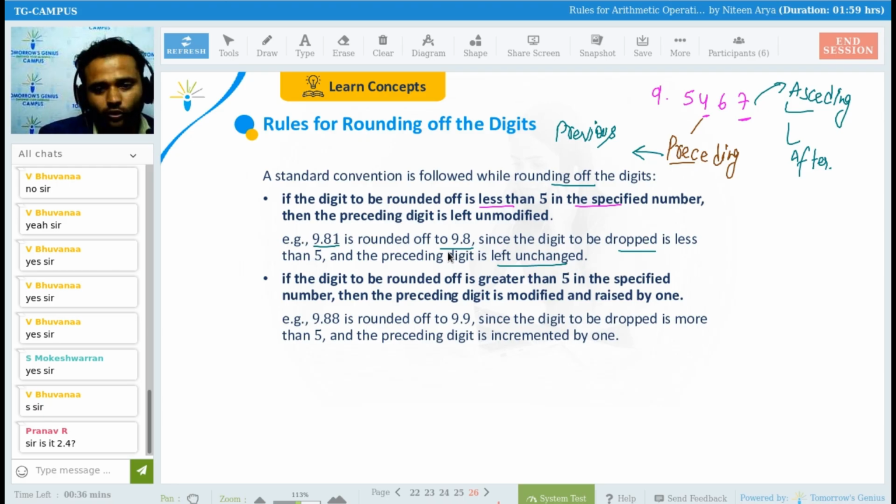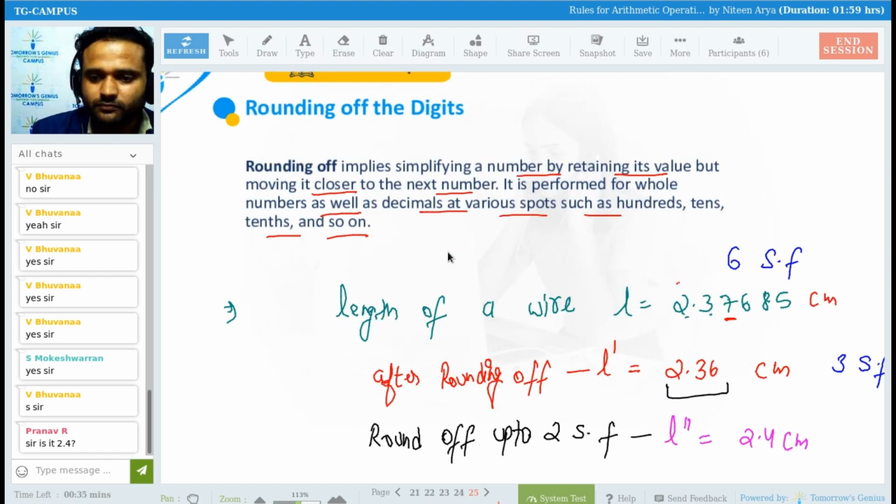If the digit to be rounded off, I mean up to which place you are going to round it off, that is the case. If the digit to be rounded off is greater than 5 in the specified number, then the preceding digit is modified and raised by 1. Since the beginning, I am just raising it by 1. For example, 2.36 is going to be 2.4. Or you can see 2.376. Okay, if it is 6, so obviously, why don't you focus here? If it is 6, it is going to be 7.